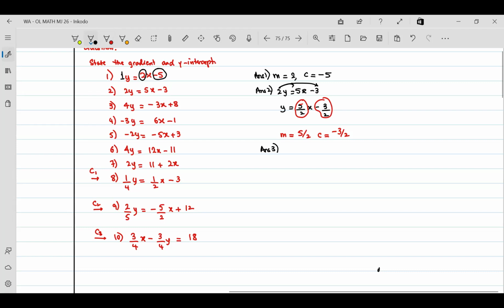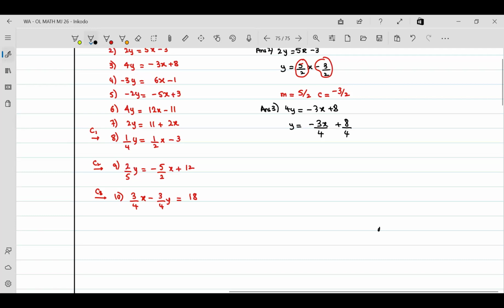I will copy down the question for answer number 3. So, it's 4y equals minus 3x plus 8. Now, take the 4 away. So, if I take the 4 away, it's going to be y equals, and why am I taking the 4 away? Because I have to make y the subject. So, y equals, every term on the right hand side is going to be divided by 4. So, it's minus 3x over 4 plus 8 over 4. Those terms that can be simplified should be simplified. Those that cannot be must be put down as fractions. That's my recommendation. If you want to go ahead with decimals, okay. But my recommendation is fractions.